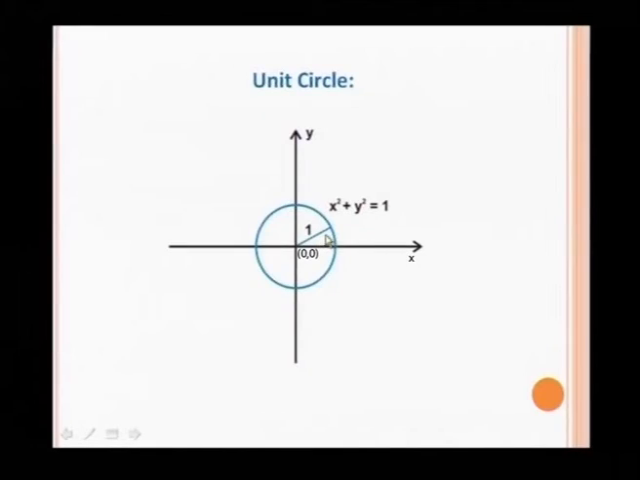For the unit circle, we always have the equation x² + y² = 1, where this 1 is the radius, which is the distance between the origin and all the points of the circle, and the origin is the point (0, 0).